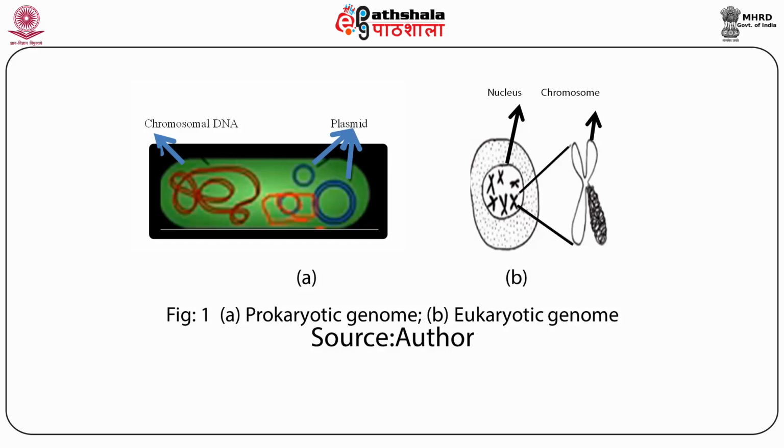Chromosomes are circular in prokaryotes. Replication starts at a single point called ori C and proceeds in both directions till the two replication forks meet.